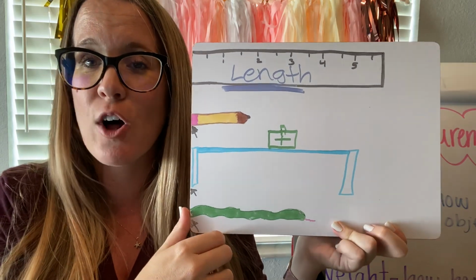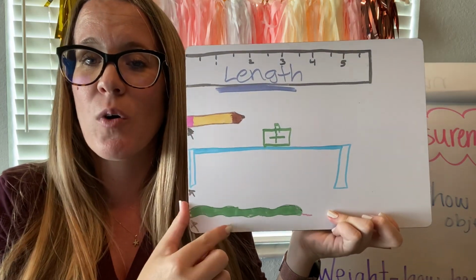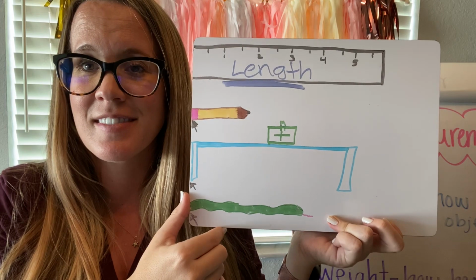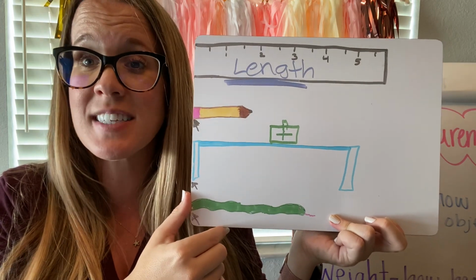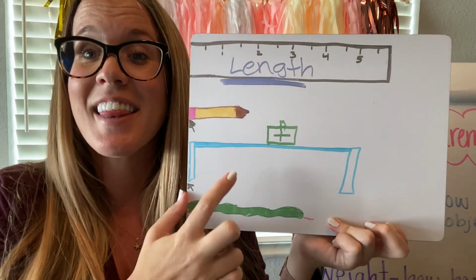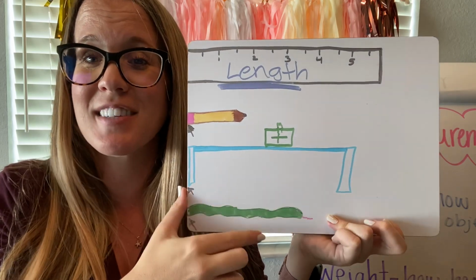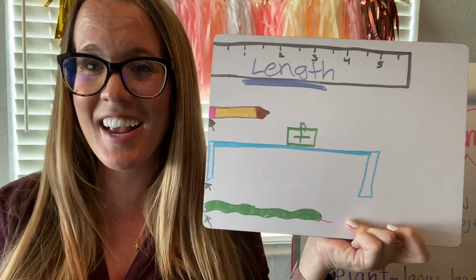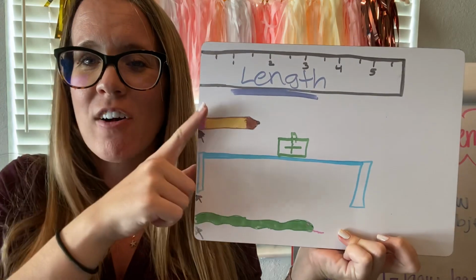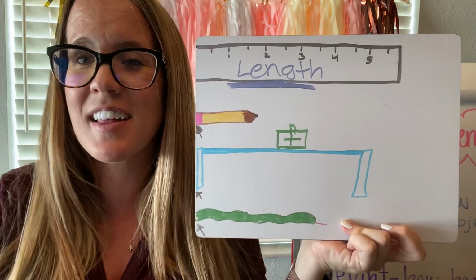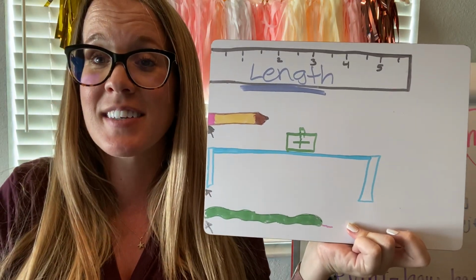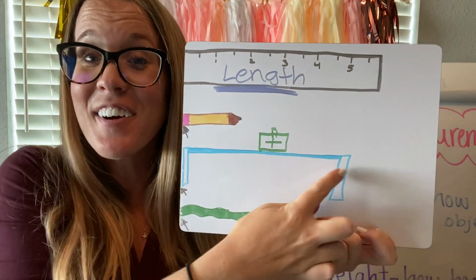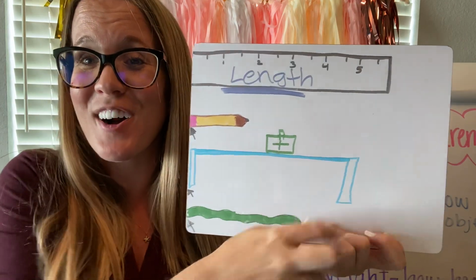Okay, which one is longer, the table or the snake? Say it in a full sentence. The table is longer than the snake. Good. So if we're looking at all three of these, which one is the longest? Good. The table is the longest.